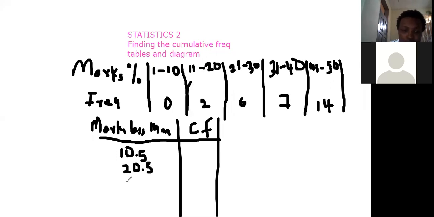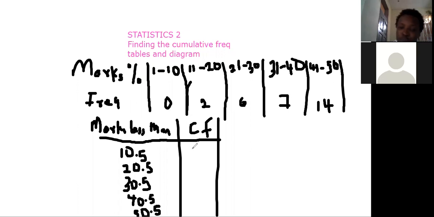20.5. Then we can also have 30.5. Yeah, we can also have 40.5 here. You can also get 50.5. Now with the cumulative, what you are going to do is the first one here is 0.